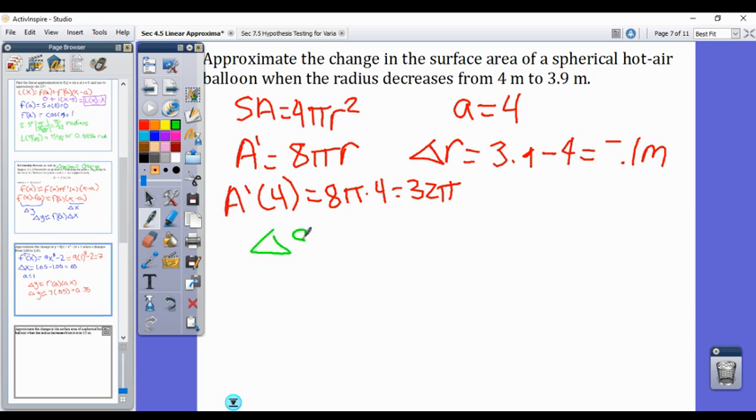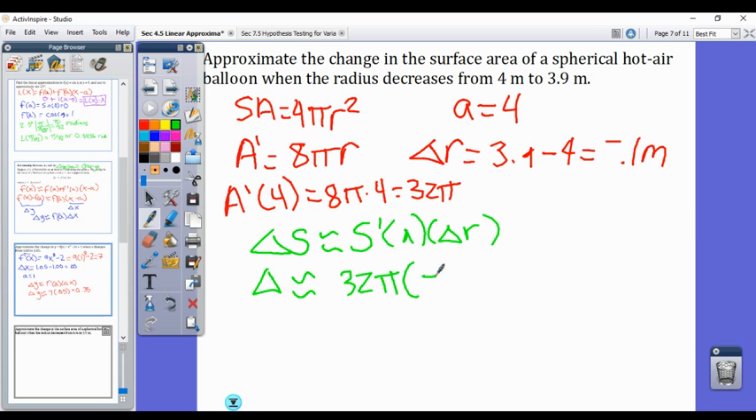So my change in S is approximately equal to the derivative of my surface area with my A value plugged in times my change in my radius. So that means that I am going to plug in 32 pi and negative 0.1 here. And that is going to give me that my change in S is approximately negative 10.05 meters squared.